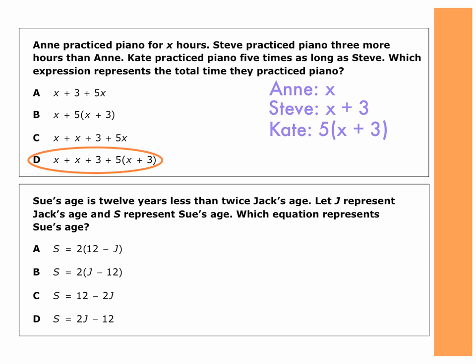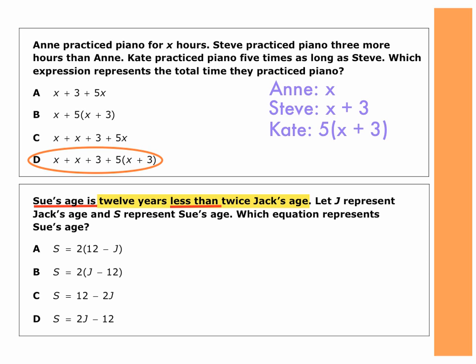The next example says Sue's age is 12 years less than twice Jack's age. Let J represent Jack's age and S represent Sue's age. Which equation represents Sue's age? Again, I'm going to go ahead and just highlight or underline. It says Sue's age is, which means Sue's age, or S, is going to be equal to 12 years less than twice Jack's age.